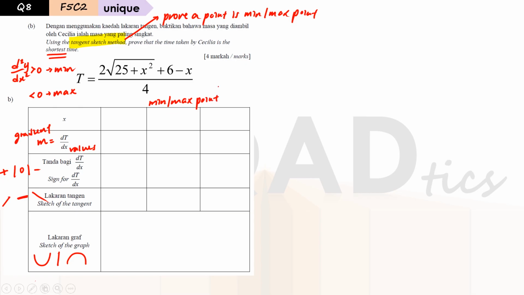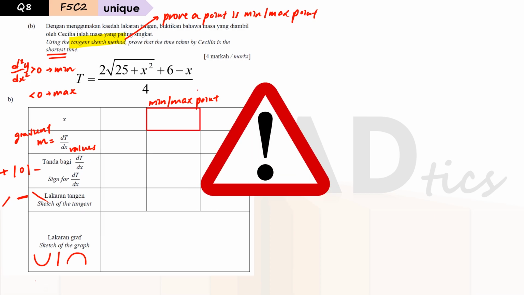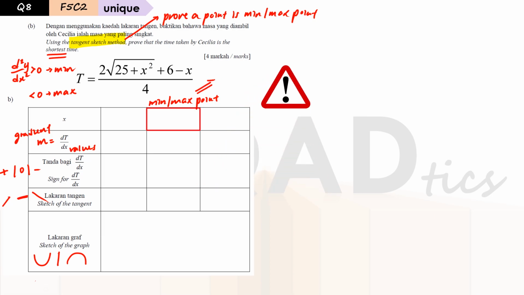Right, so to start off, let's find out the x coordinate of the minimum or maximum point. Right, but how do we do that? So there's another very crucial thing about minimum or maximum point, which is the gradient, or dy over dx is equal to 0, right?